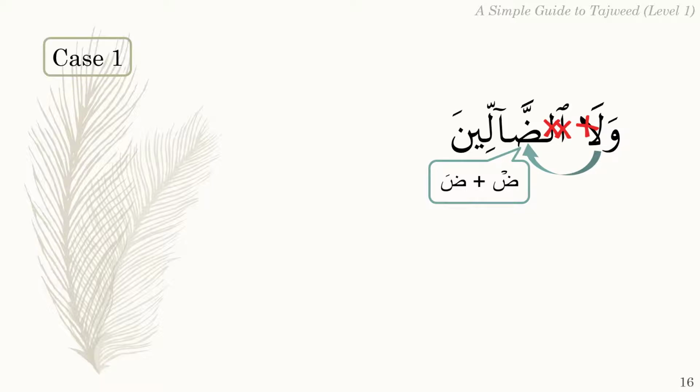If you can remember, we mentioned in lesson 2b that a mushaddad letter is composed of 2 identical letters. The first is sakin and the second is mutaharrik. ولا الضالين.